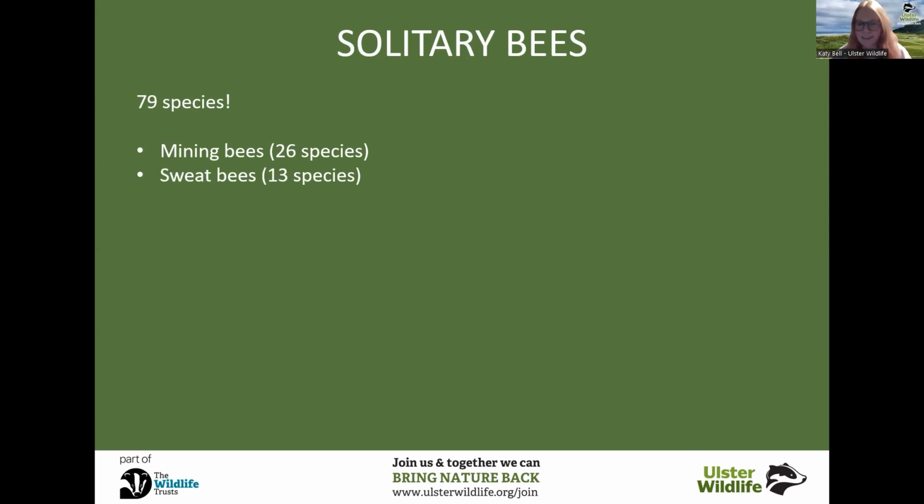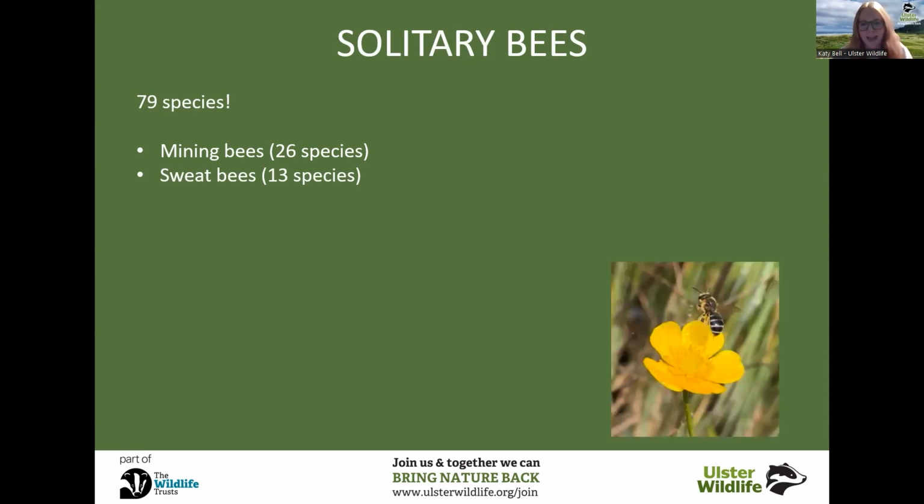Our sweat bees, I love some of the names of these. We have 13 species of sweat bee. This one here is the Halictus rubicundus, or the orange-legged furrow bee, one of our most common species of sweat bee. And I've already seen a sweat bee out. That is mad. We don't always see solitary bees for ages, and I saw one on Sunday. Some of them can overwinter, which is crazy.